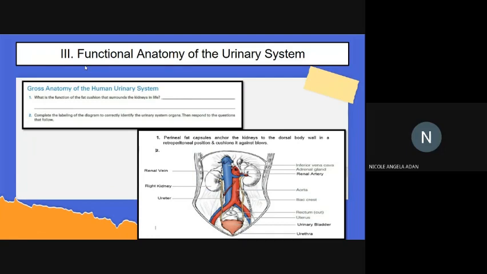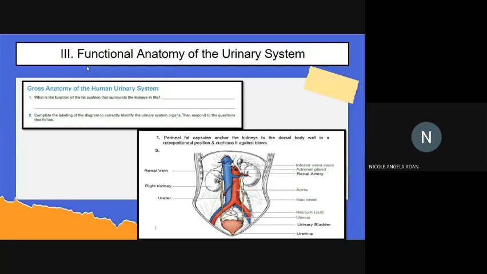Now let's move on to the third part, which is entitled The Functional Anatomy of the Urinary System. For the first part of this section, which is entitled Gross Anatomy of the Human Urinary System, number 1, what is the function of the fat cushion that surrounds the kidneys in life? The fat cushion is called the perirenal fat capsule. Its function is that it anchors the kidneys to the dorsal body wall in a retroperitoneal position and cushions them against blows.